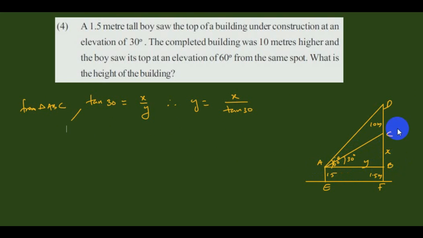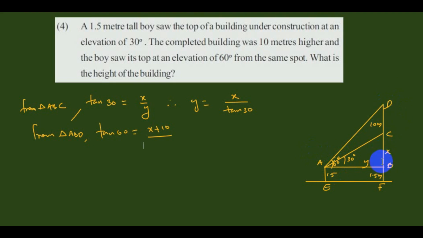Now from triangle ABD we can write. From triangle ABD we see tan 60 is equal to x plus 10 by y. This much angle when considered, the opposite side is this much length.